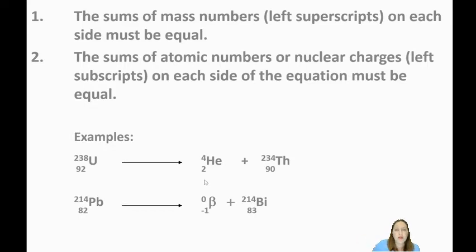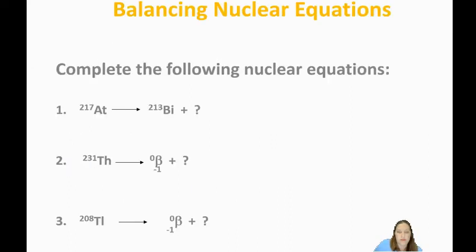So what if we wanted to figure out how to balance nuclear reactions? You're going to be doing this in some of your activities, so I think it's really important for you to look at this. For balancing nuclear reactions, the sum of the mass numbers on each side must be equal. The sum of the atomic numbers, or the nuclear charge, on each side needs to be equal. So in this example, we have 92, and 92 is equal to 2 plus 90. And then right here, I have 82. 82 is -1 plus 83.